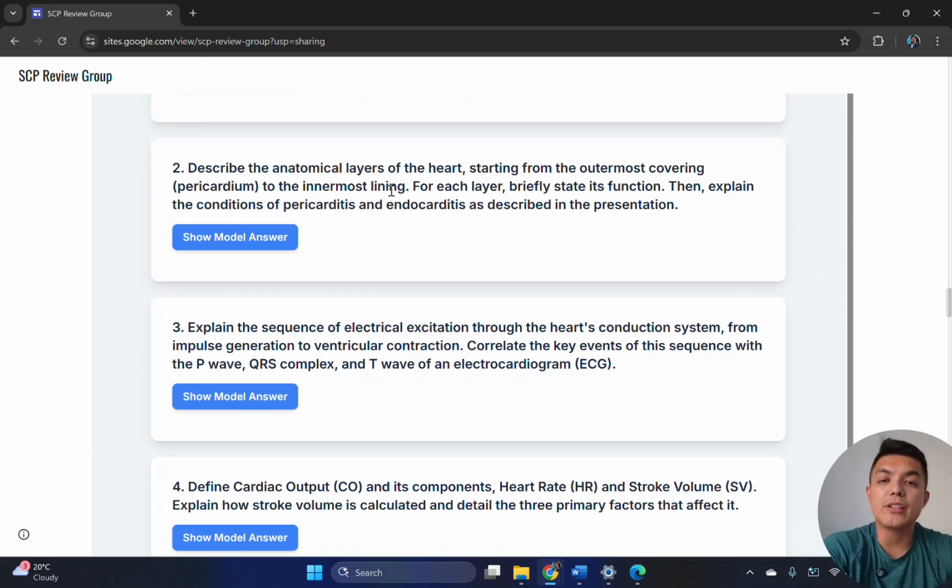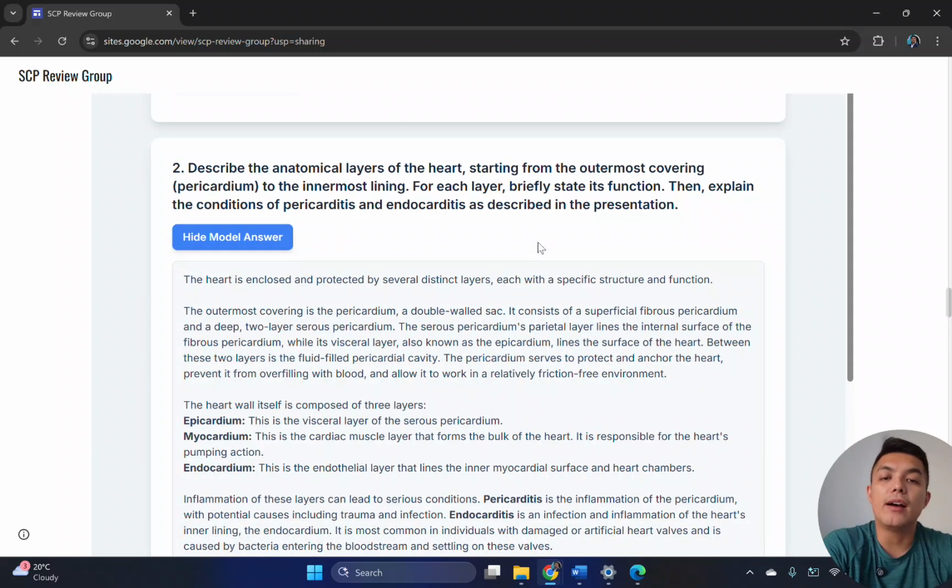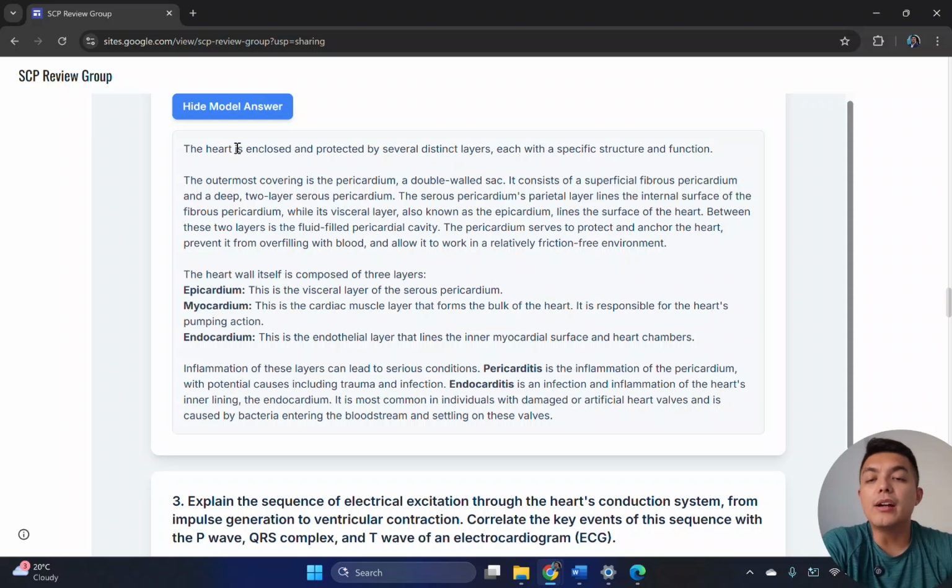Next is to describe the anatomical layers of the heart, starting from the outermost covering to the innermost lining. And for each layer, briefly state its function, then explain the conditions of pericarditis and endocarditis as described in the presentation, which we had already done in school. So the heart is enclosed and protected by several distinct layers, each with a specific structure and function. The outermost covering is the pericardium, which is a double-walled sac. It consists of a superficial fibrous pericardium and a deep two-layer serous pericardium.